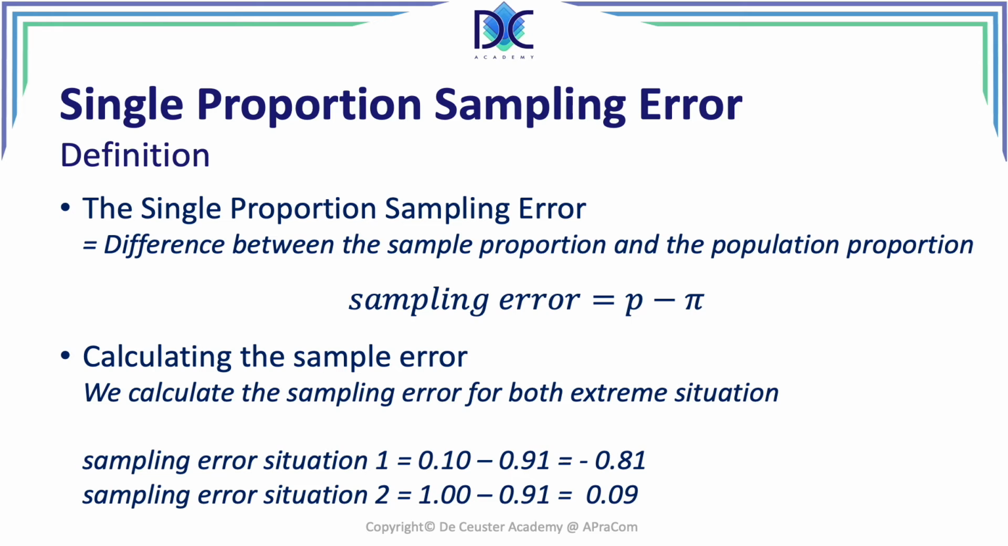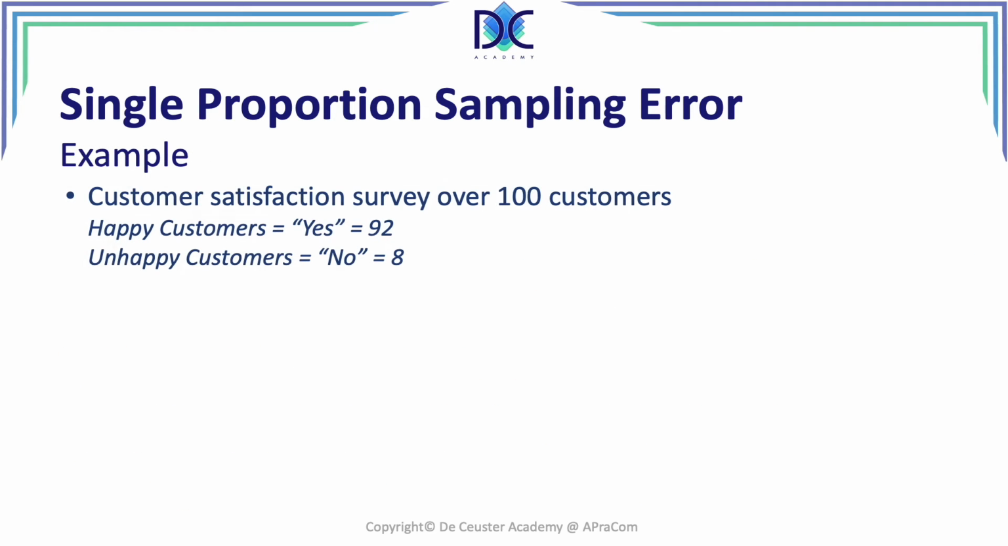So this is the same principle as the sampling error when we were looking at the population. Here we look at the proportion's sampling error. Now, let's have another example.